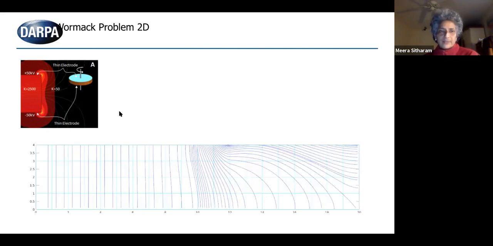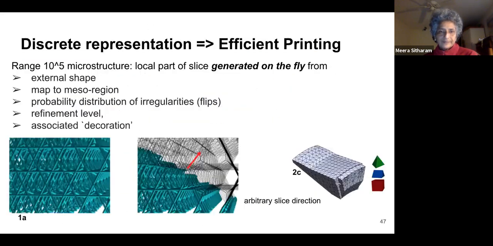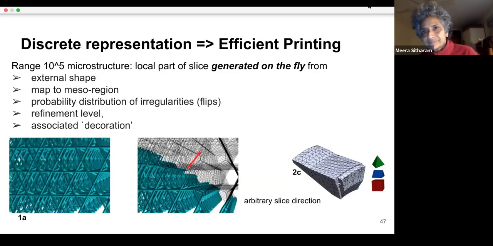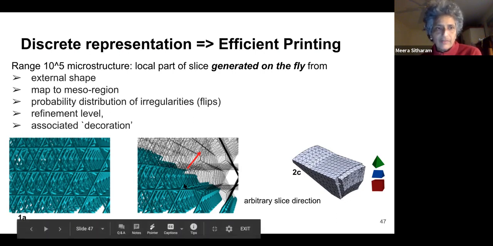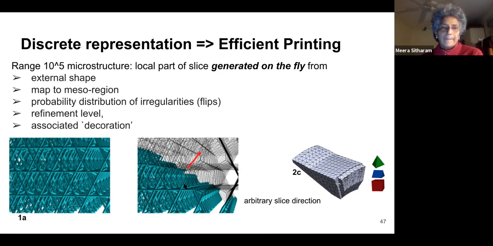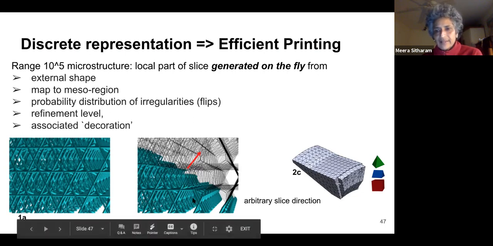So we did these problems, and the last thing is printing. Because we have this method of generating irregularities in a generative manner, we were able to generate this huge microstructure on the fly, essentially, and create these slices really quickly, particularly because it's a discrete representation.